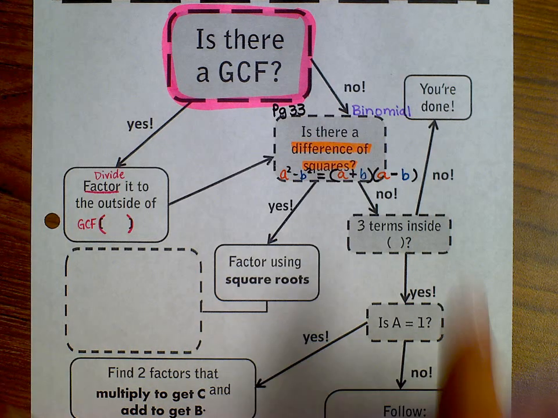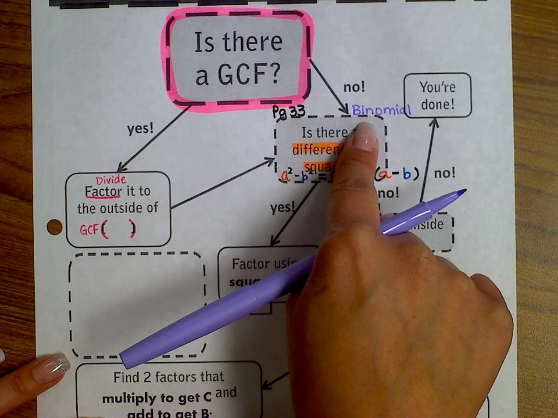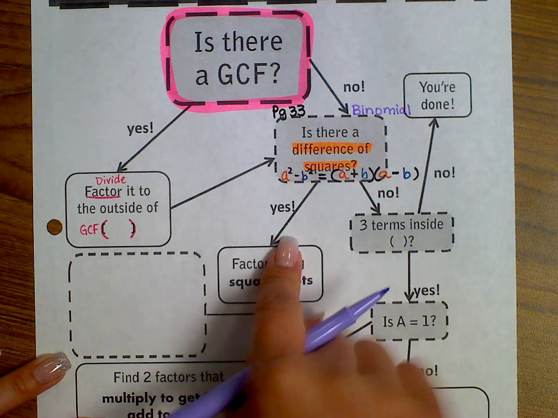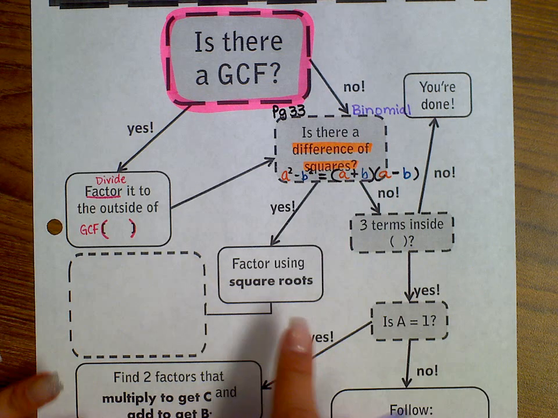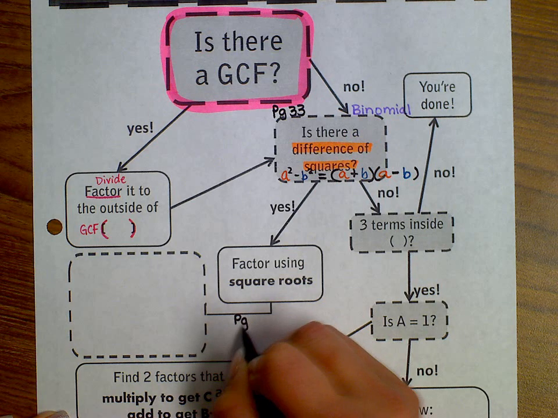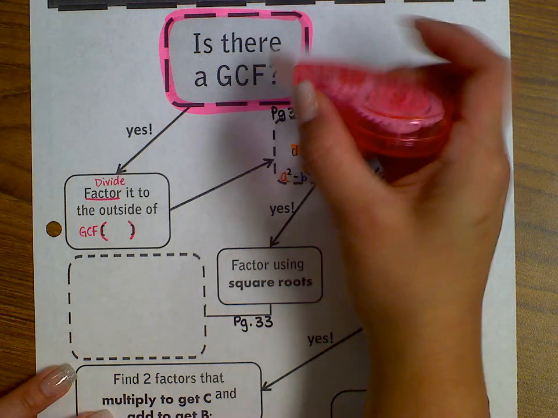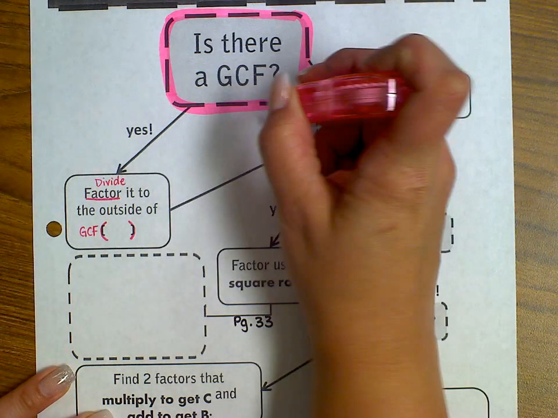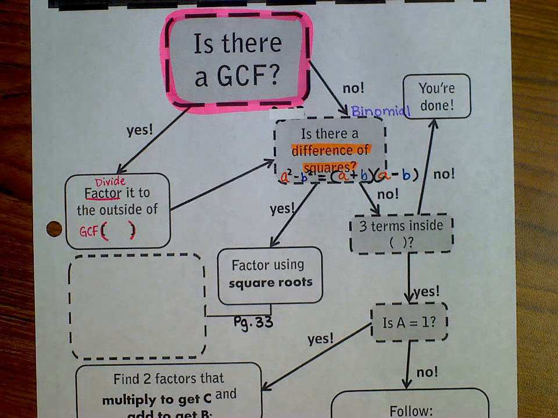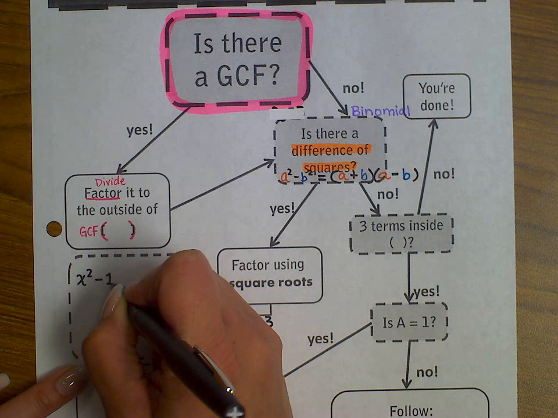Okay. So, if you have a GCF, factor it out. And then it's going to ask you if you have a binomial. Now, obviously, if you do have the difference of squares, we're going to again use page 33. Maybe I should have put it here. Page 33 to factor. So I want to do a couple of examples of this. That's really squeezed in there. Let's start with x squared minus 1.